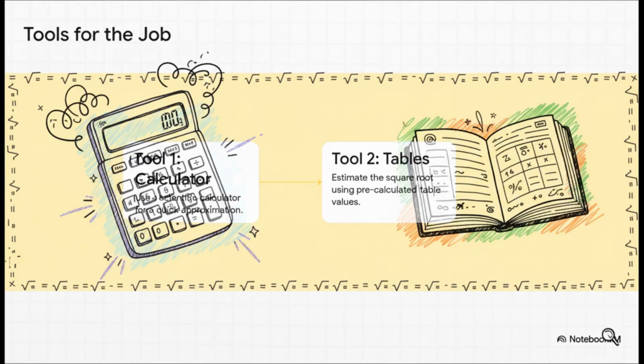And for those approximate answers, we've basically got 2 tools for the job. The easiest, most common way is to just use a scientific calculator. But you could also estimate using pre-made tables of values. For our purposes today, though, let's be honest, the calculator is our best friend.